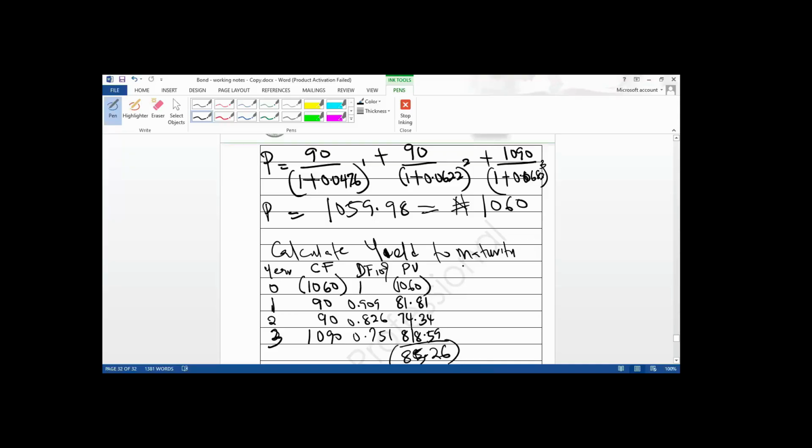We need to reduce the discount rate. Let's try 5%. This is 1, 0.952, 0.907, 0.864. Present value.